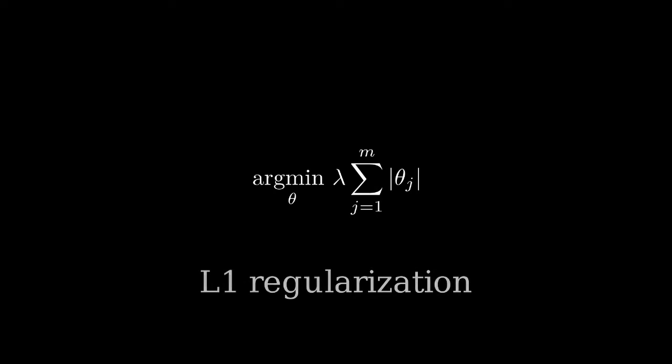Using a Laplace prior over parameters instead of a normal distribution prior, we would have arrived at the following term instead. This is referred to as L1 regularization, and the term can be recognized as the L1 norm of theta times some lambda.